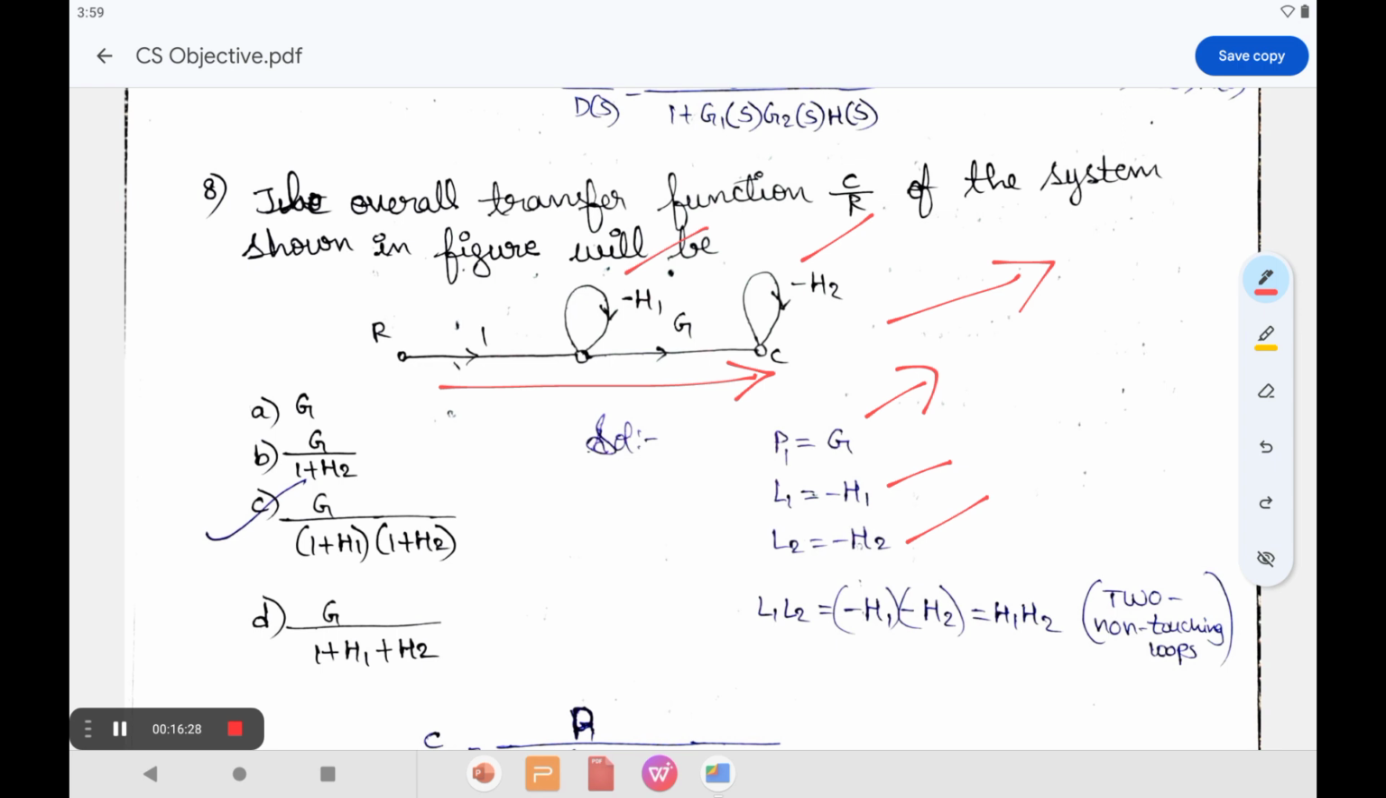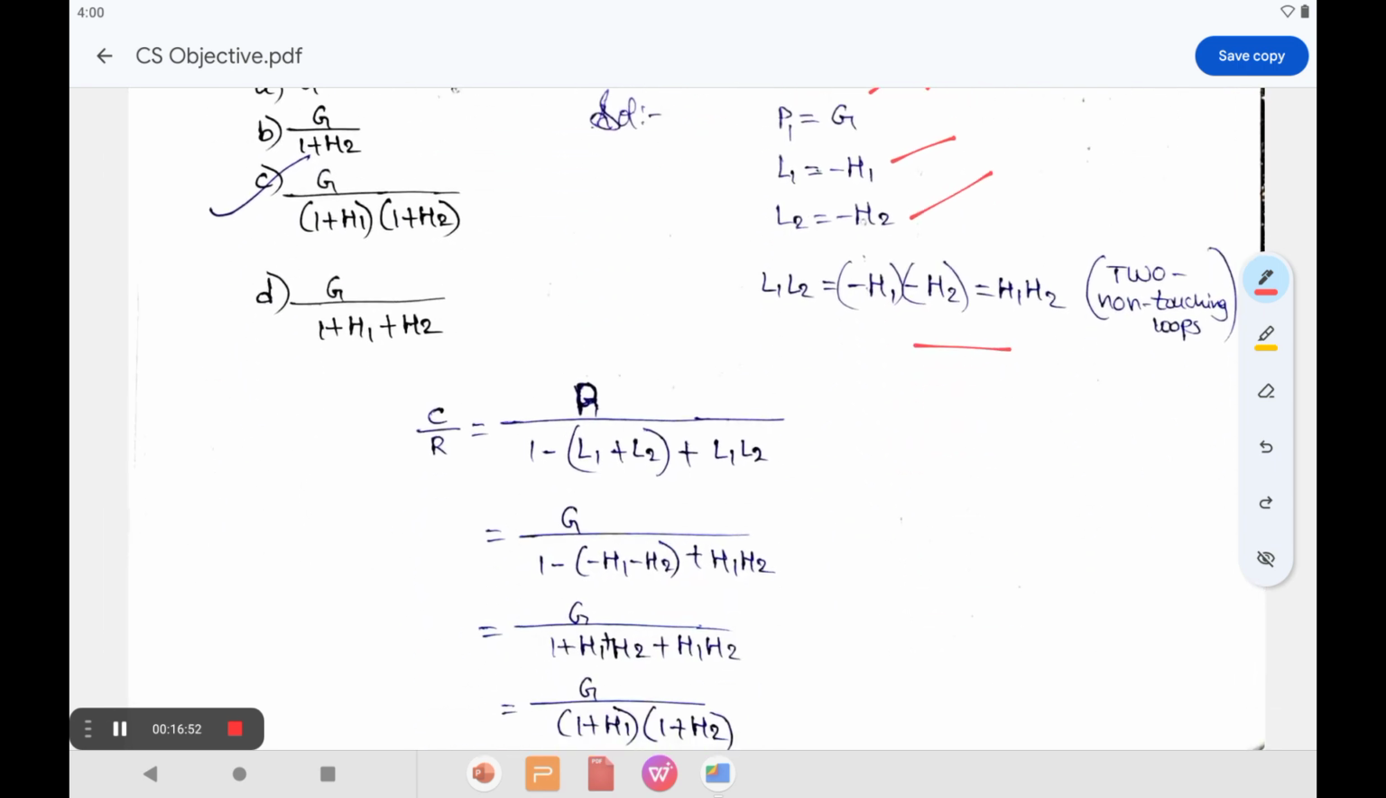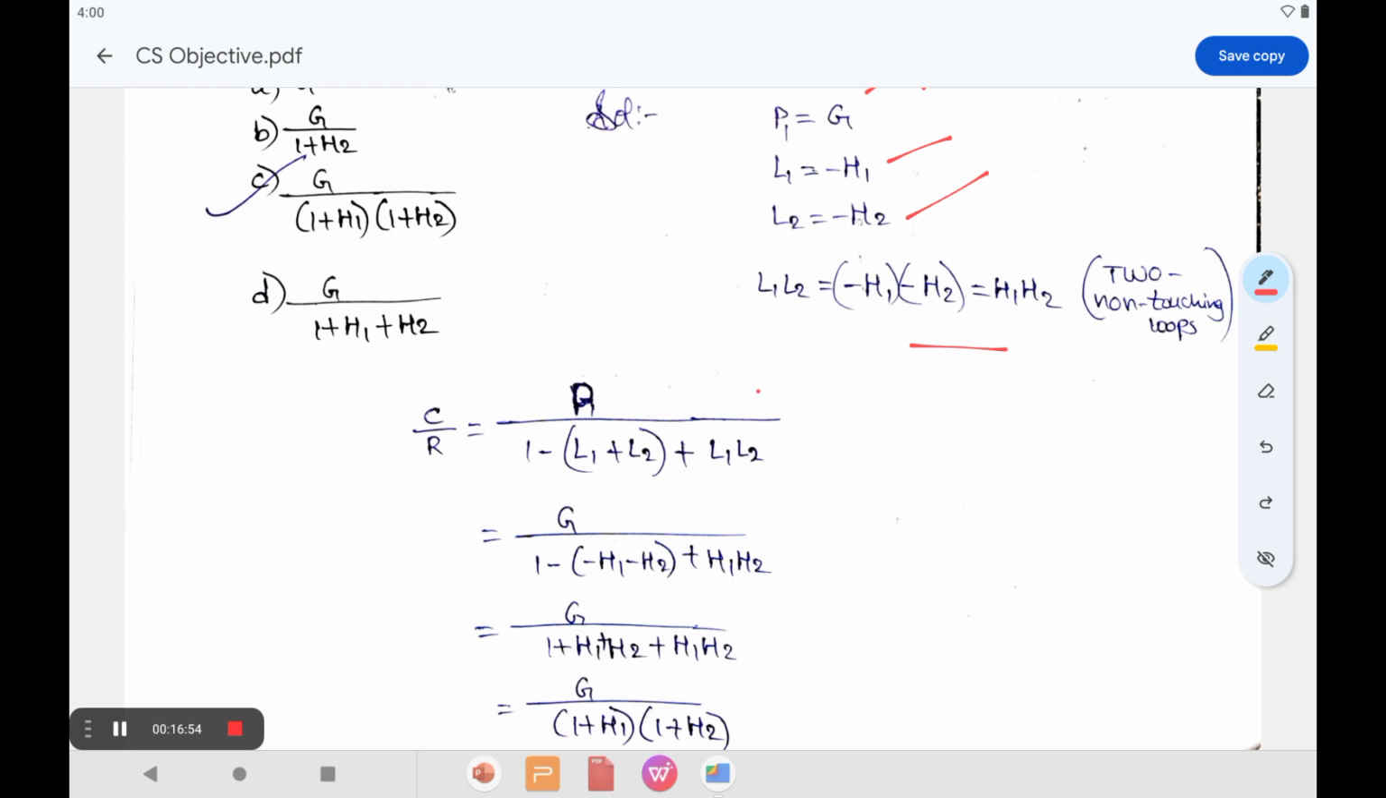Now what does the mathematical gain formula say for the transfer function? Overall transfer function is equal to P1 into delta 1 plus P2 into delta 2 divided by overall delta. So in this consideration we are having only one forward path. Therefore we will take only the P1 value. So P1 divided by delta, in case of any loops, divided by L1 L2. Two non-touching loops is nothing but only L1 L2. Therefore by using those two data we can calculate C of S by R of S.